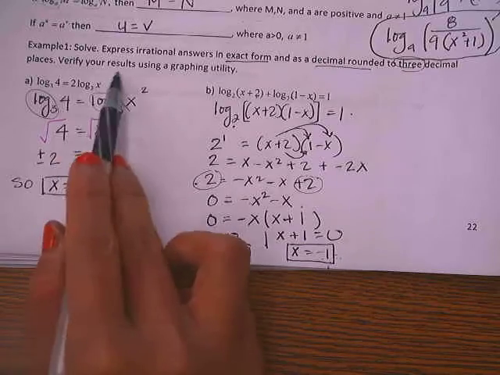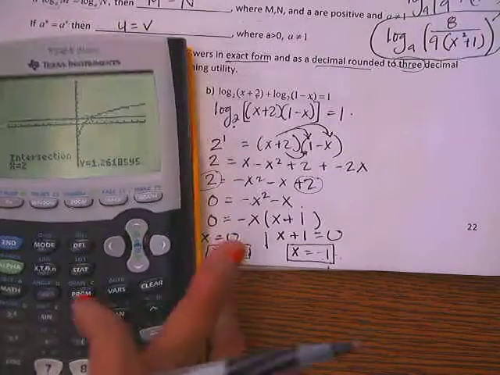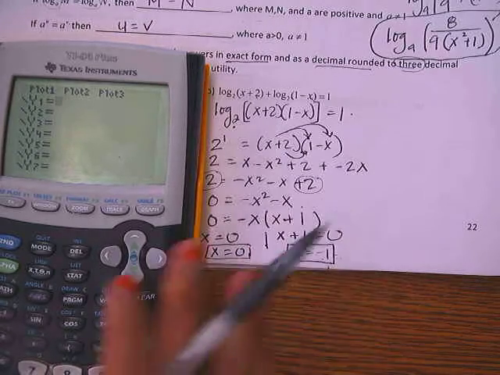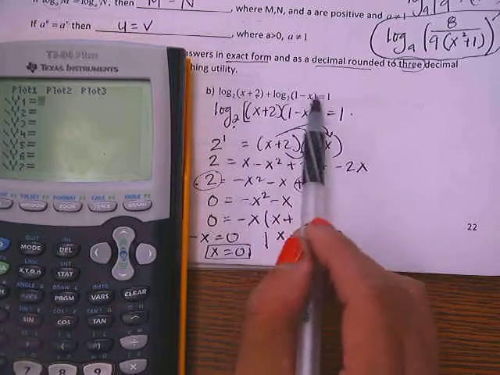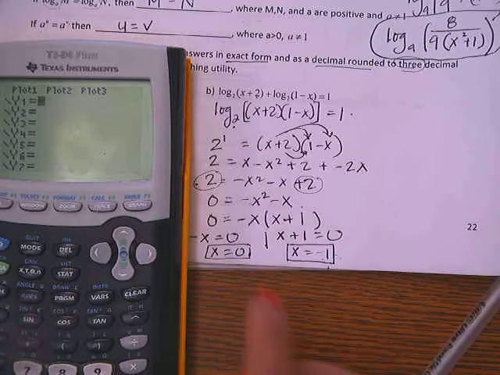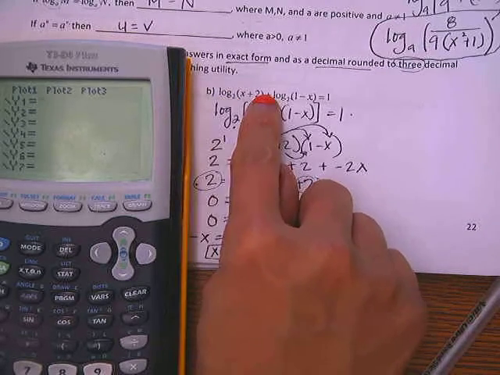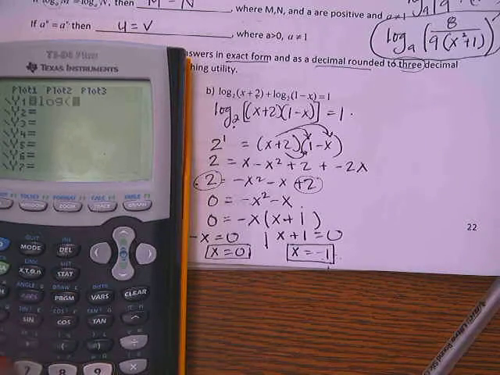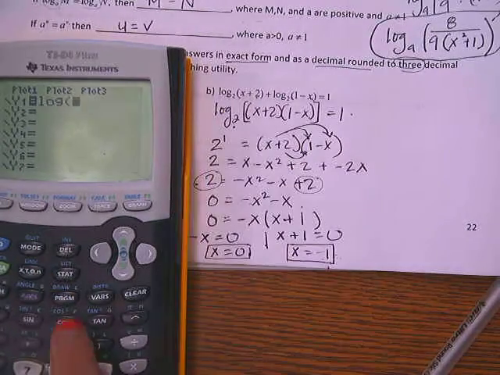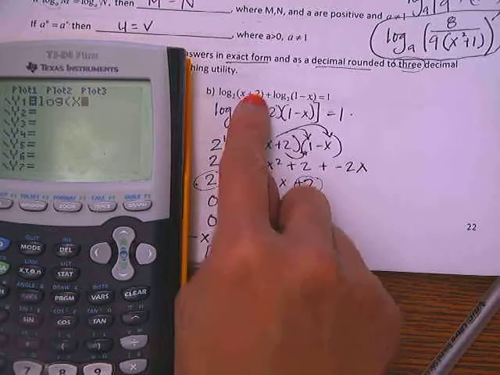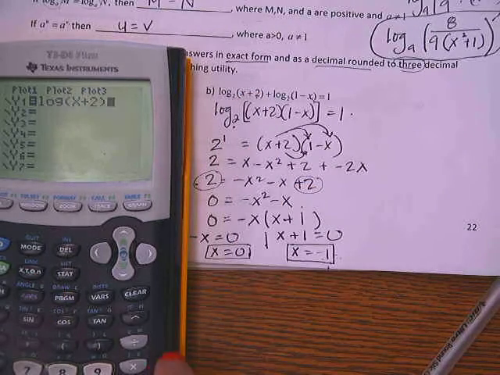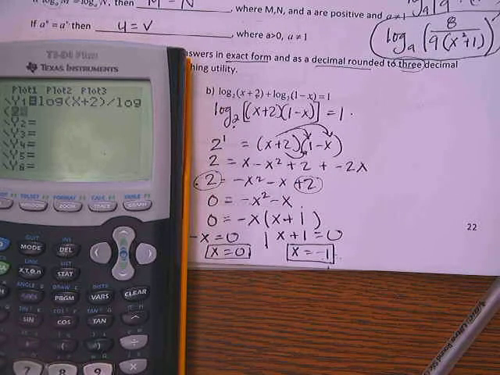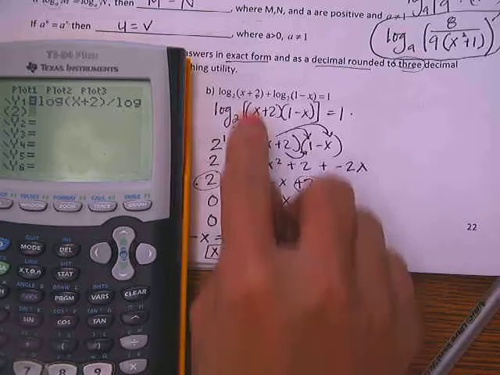Okay, so it says verify your results using a graphing calculator. Let's check it out. On the left-hand side, you have one equation, okay? On the left-hand side, I'm going to punch this whole thing in. Okay, here we go. Log base 2 of x plus 2. So I'm going to do y equals log of x plus 2. I'm using change of base, divided by log of 2. All right, so that's just this first piece.